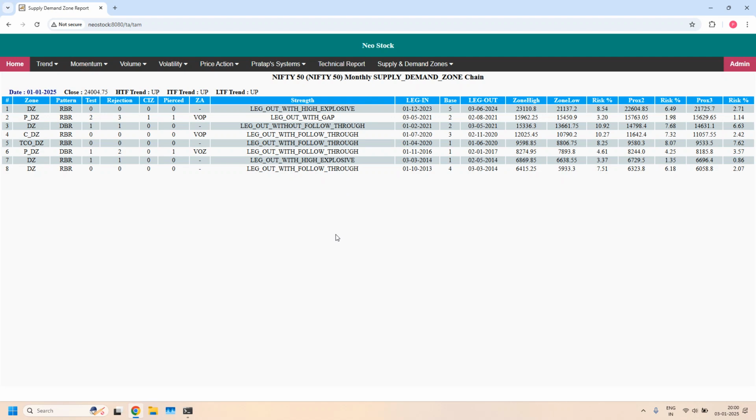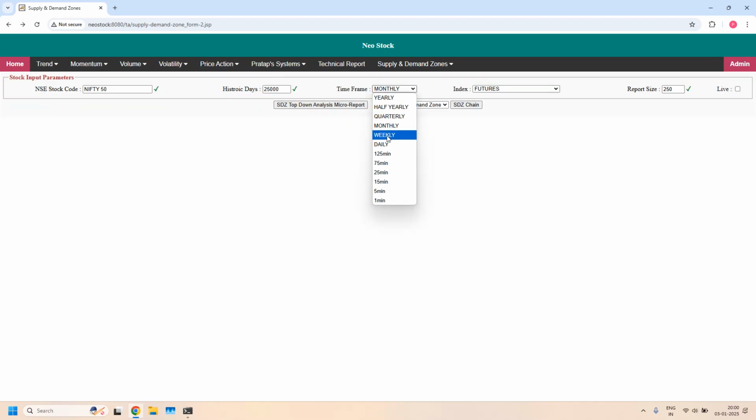And apply these rules to the remaining reports. And also don't forget to pause the video when you are moving from one report to another, because I am giving you only a few seconds to watch the reports. Okay, next. Weekly supply demand zone chain for NIFTY.